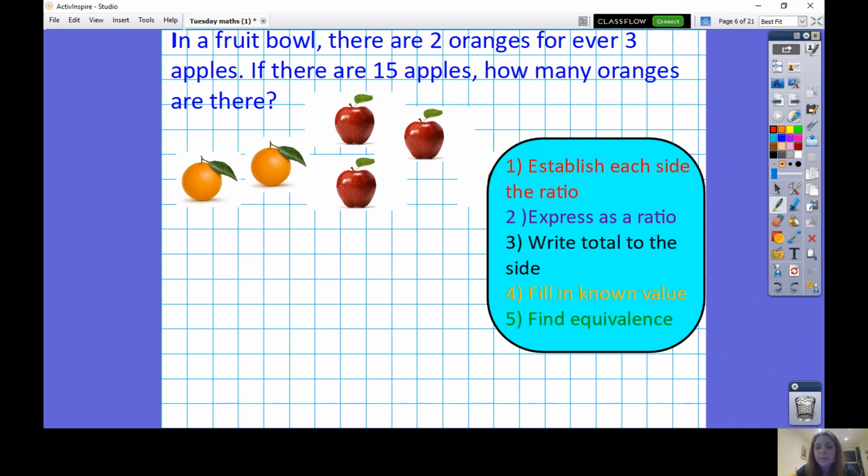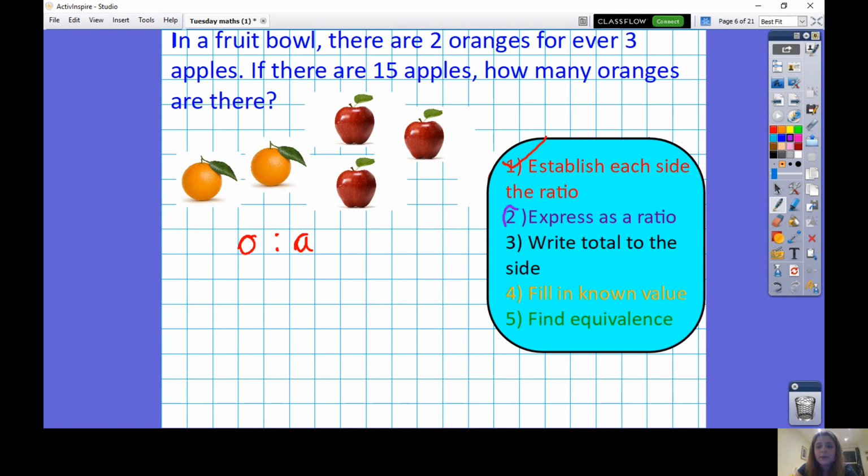Step number 1 says establish each side of the ratio. That just means write down your letters so that you know which side is which. There are 2 oranges, so I'm going to write O on this side for oranges, with my colon in the middle for every 3 apples. I'm going to write A on this side. Notice how I've given the colon its own box, and that's because later you might end up with some 2-digit numbers. So spread it out a little bit, that's absolutely fine. Establish the ratio on each side. On the left is oranges, on the right is apples. That's all that means.